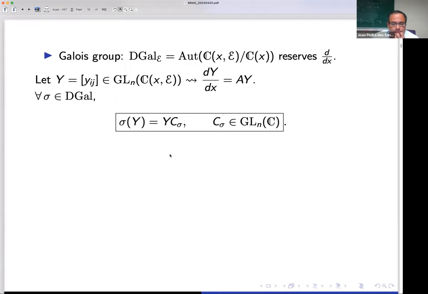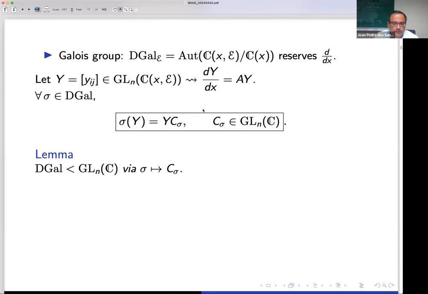And it just so happens that for every automorphism of the field, every sigma in the group DGal, when I act on the solution matrix, this Y here, I get yet another matrix, which is also a solution. And then it's not very difficult to see that the way you pass from one to another is by multiplication by a matrix, okay? So you have the C sigma, which is a constant. I mean, how do I know that two matrices are related by just something which is constant? It's just because you do the exercise and differentiate where you have to differentiate. And this C sigma is constant.